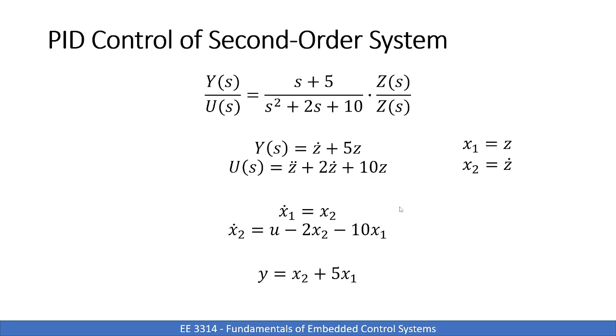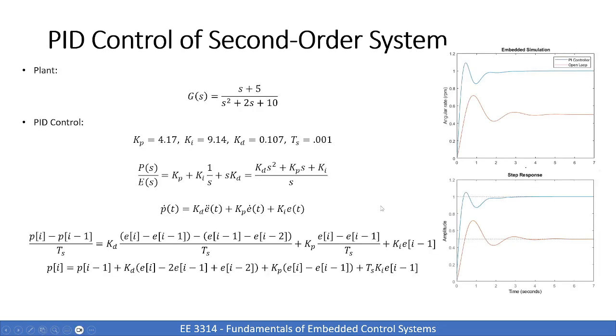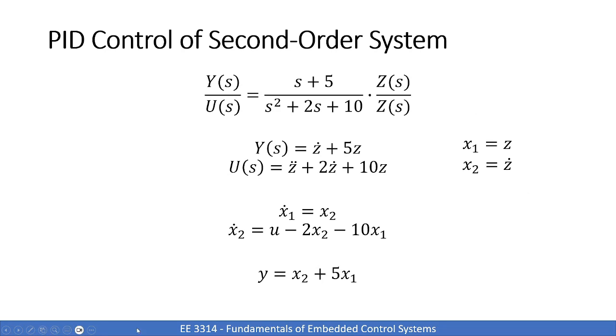So now we have our state space representation here, and just keep in mind that now the output is equal to z dot plus 5z, which is equal to x2 plus 5x1. Okay, so again, something that we can easily implement in the embedded system or in an iterative environment to calculate this system's step response or response to any input, right? We can have the state space representation of that, which we have done before in the past.